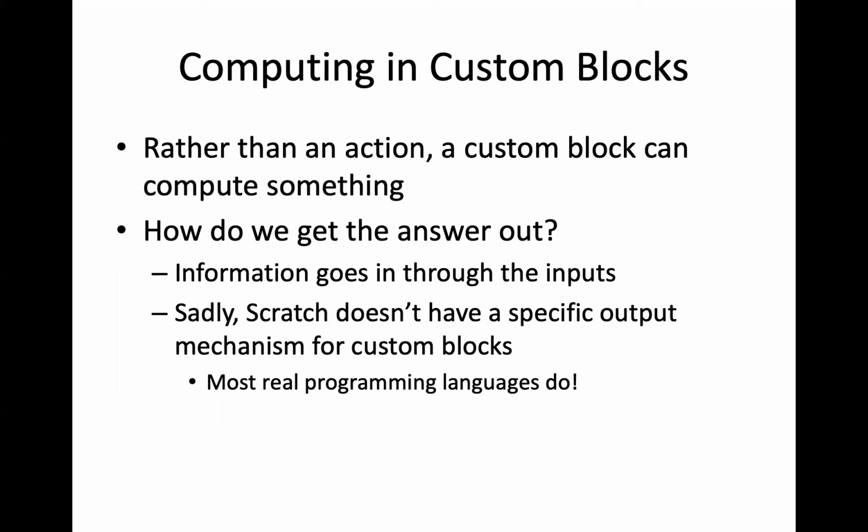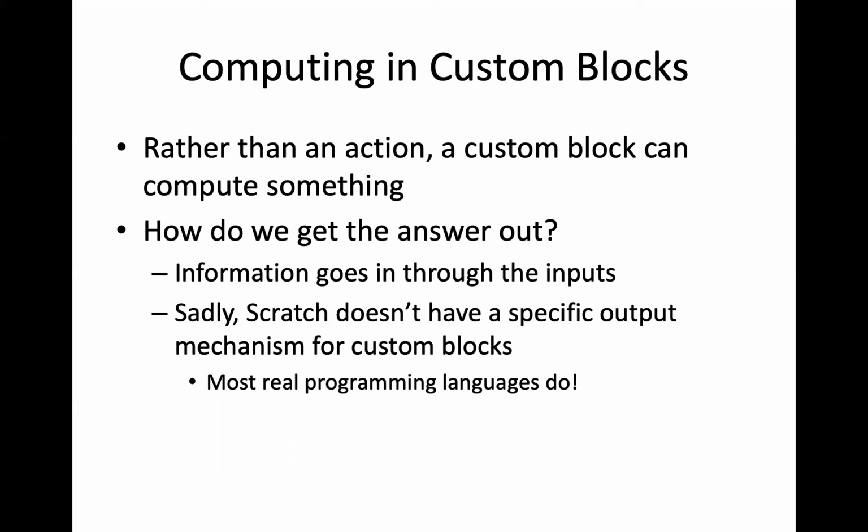How do we get the nth prime, the actual prime number, back out to the calling code? And it turns out that this is inconvenient in Scratch. Scratch doesn't have a specific mechanism for returning a computed result from a custom block. And this is a bummer because almost every real programming language provides this kind of a thing.